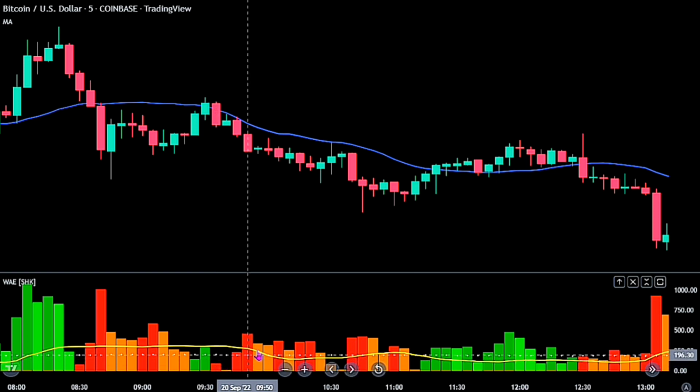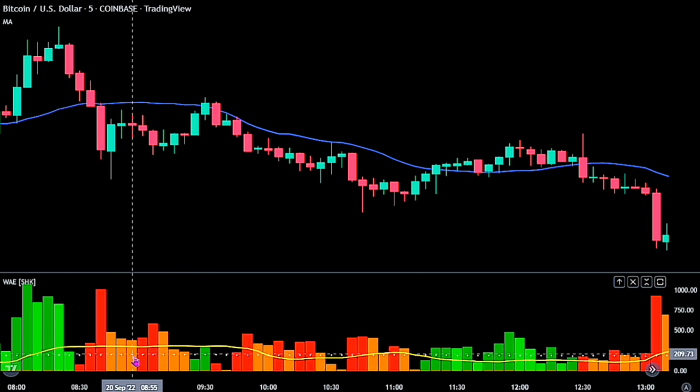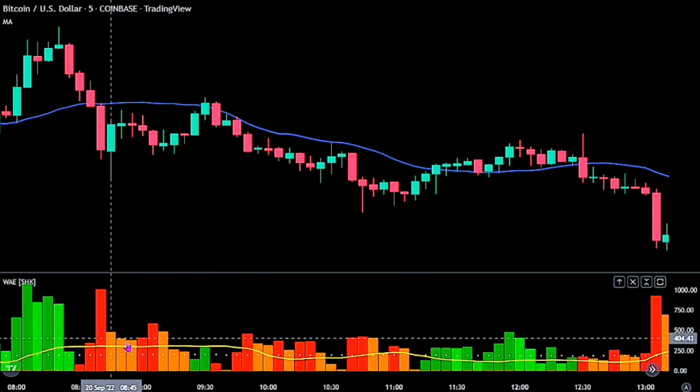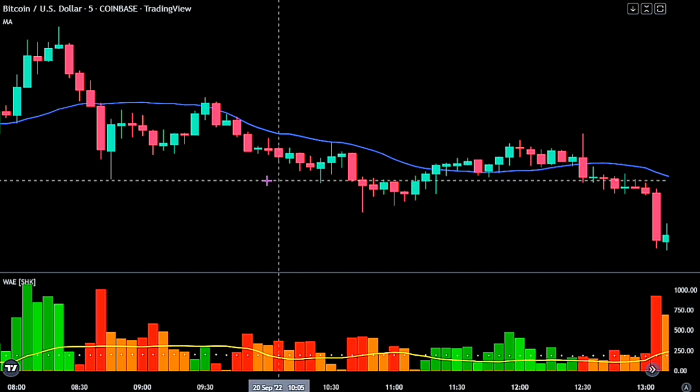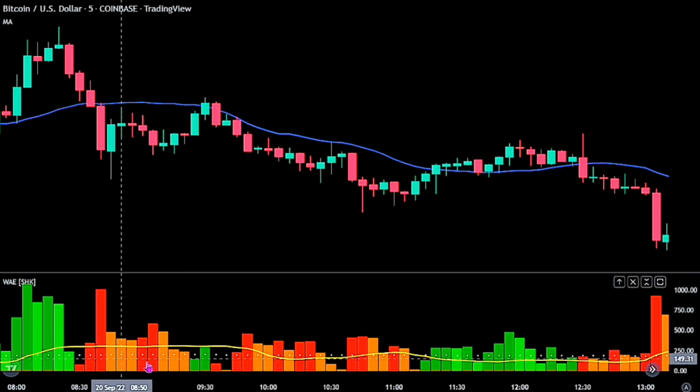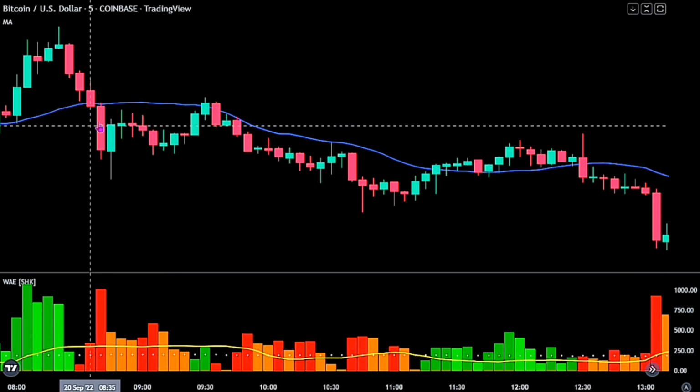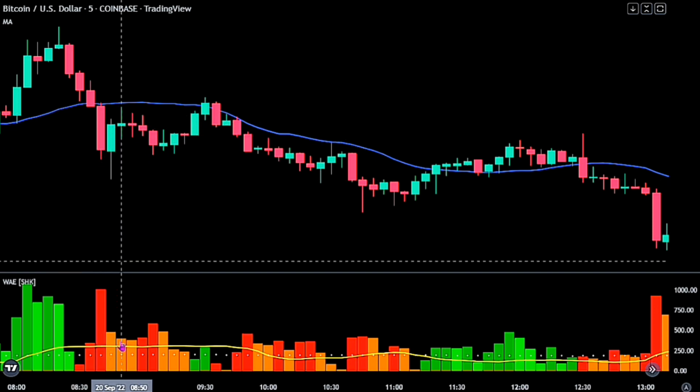For the yellow line, it is the explosion line, as when it is above the dead zone, it shows that there is momentum in the market, while the green and red histogram indicates the bullish and bearish trend in the market. Now when we get the price close below the moving average, we are in for a sell trade, as we would be checking our filter indicator.